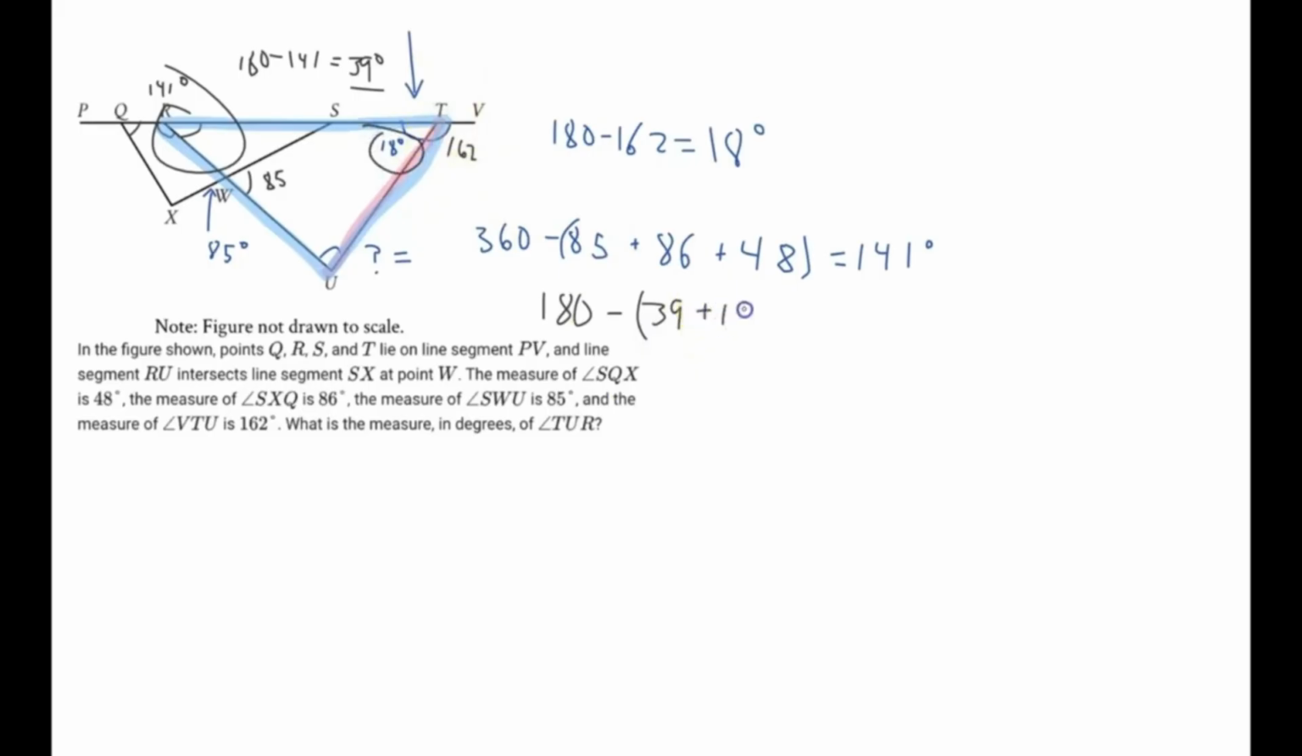So we can just add these together, subtract it from 180, and we get 123 degrees. Yeah, that is our final answer for the measure of angle TUR.